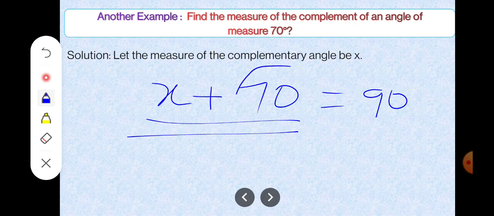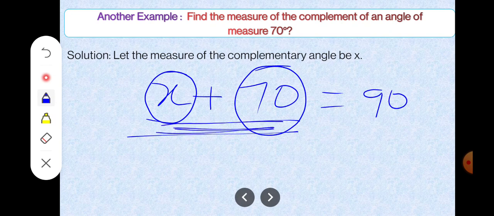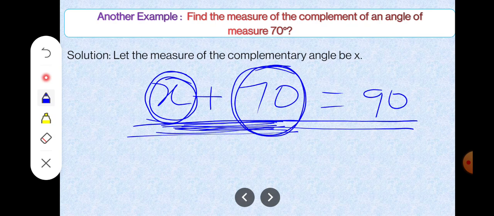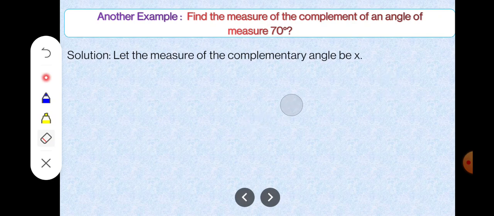So here one angle is already given to us and I am assuming another angle. If I make the sum, that means I want the complementary angle. So they wanted us to find the complement. According to the definition, I have written the equation that the sum of the two angles must be 90 degrees. I hope I am very clear in my statement. So x is equal to 90 minus 70, x is equal to 20 degrees.